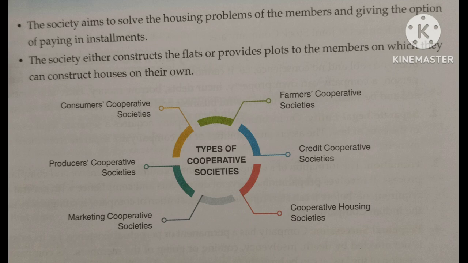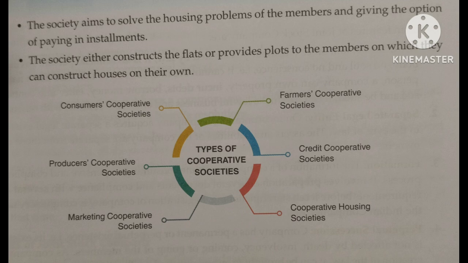Consumer cooperative societies, producers cooperative societies, marketing cooperative societies, farmers cooperative societies, credit cooperative societies, and cooperative housing societies or housing cooperative societies. So these are the different types of cooperative societies. Let me recall to you, the cooperative societies are those which are particularly meant for the members of the cooperative society and for their well-being. Profit is their secondary motto.